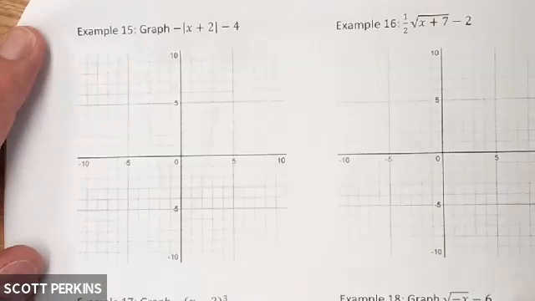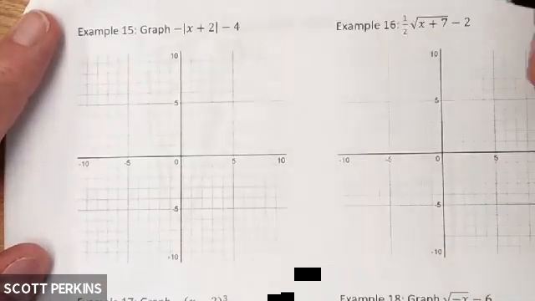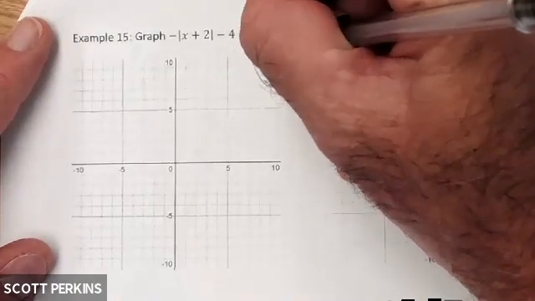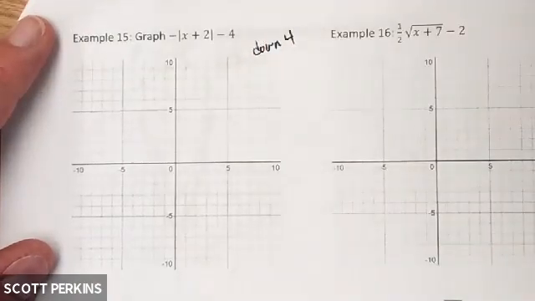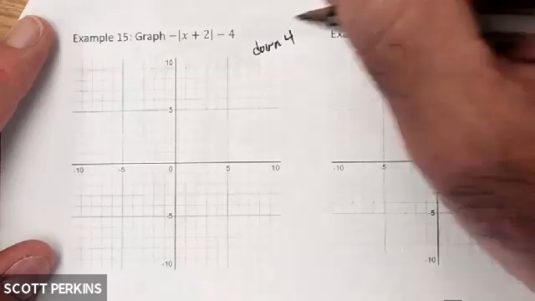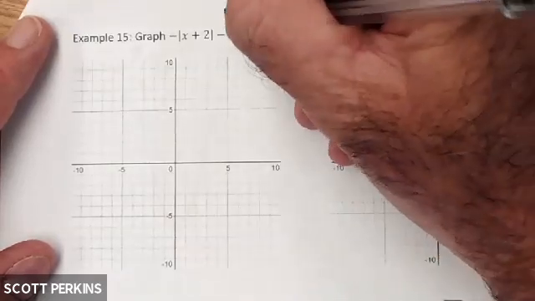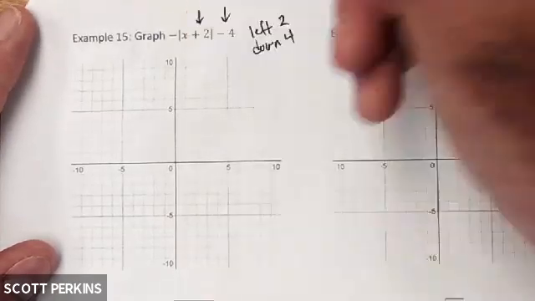What's the first thing that you can identify as happening to my absolute value graph? Okay, sure, down 4. We'll do that. What else are we going to do? We're going to move left. How many? Left 2. Okay, so the -4 means down 4. The +2 means left 2.